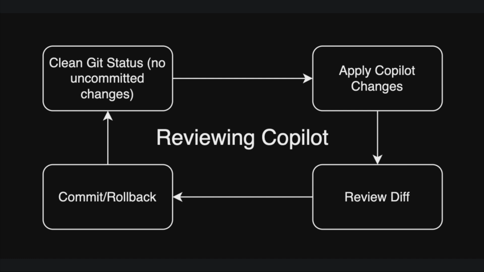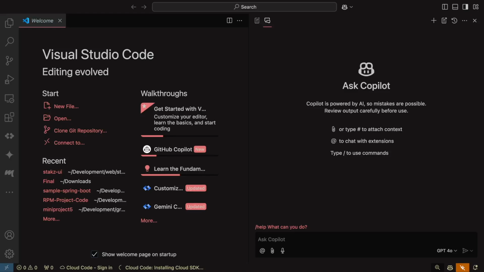Here's how we'll be reviewing Copilot's changes, because you can't always trust what it says it did. Starting in the top left corner, we'll have a clean Git status, meaning we have no uncommitted changes. Then we'll apply Copilot's changes. We'll review the diff, and then we'll commit or roll back. Committing frequently is important because we're going to be making multiple file edits at once, and committing frequently helps us not to lose work that we would like to keep.